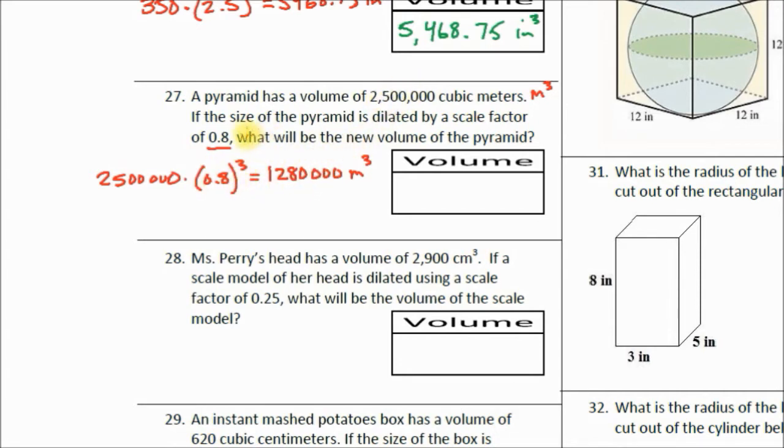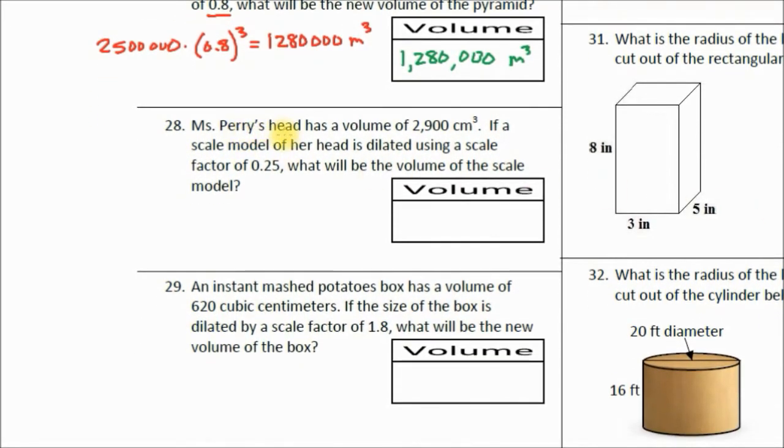By changing the scale, by scaling it by 0.8 or 80%, the volume actually goes down by about half, which is interesting, an interesting mathematical property of volume. So the final answer here is going to be 1,280,000. Notice I don't have to write any decimals because it's an exact number. 1,280,000 meters cubed. All right, next one.